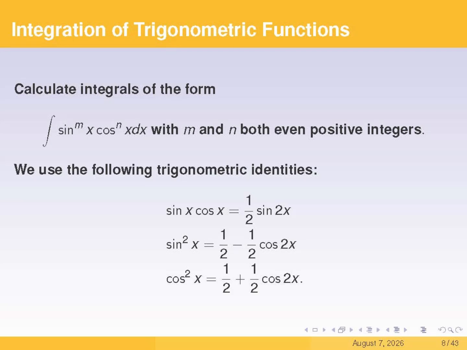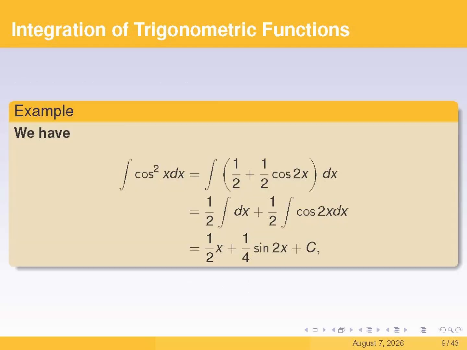In this case, we can utilize the trigonometric identities listed on the screen to assist with the calculation. Since cosine x has an even power, using the trigonometric identity listed on the previous page gives us the equality on line 1.